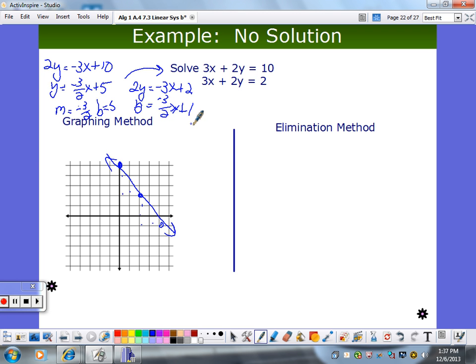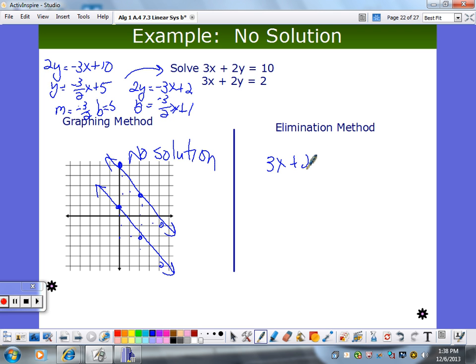Then I graph this one. This one has a y-intercept of 1. Same slope of down 3, right 2. Well, what's the solution? None. Right. There's no solution. The lines are parallel. They don't intersect. Now, what if I use the elimination method?